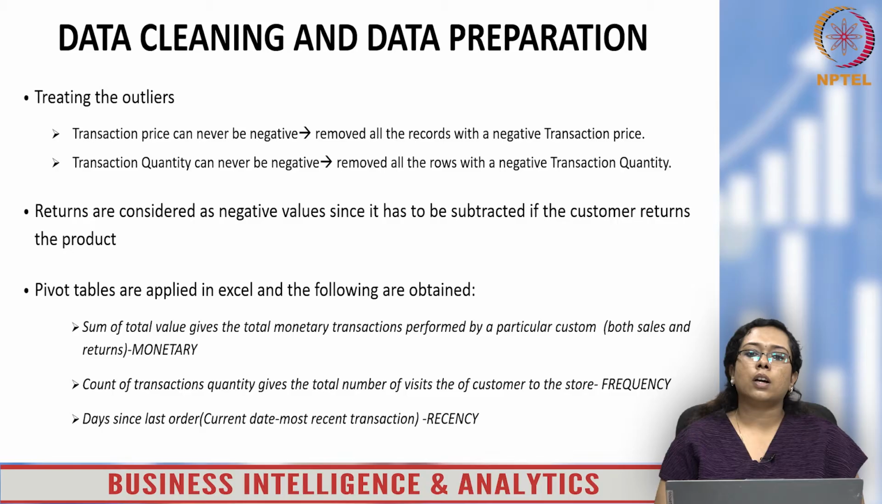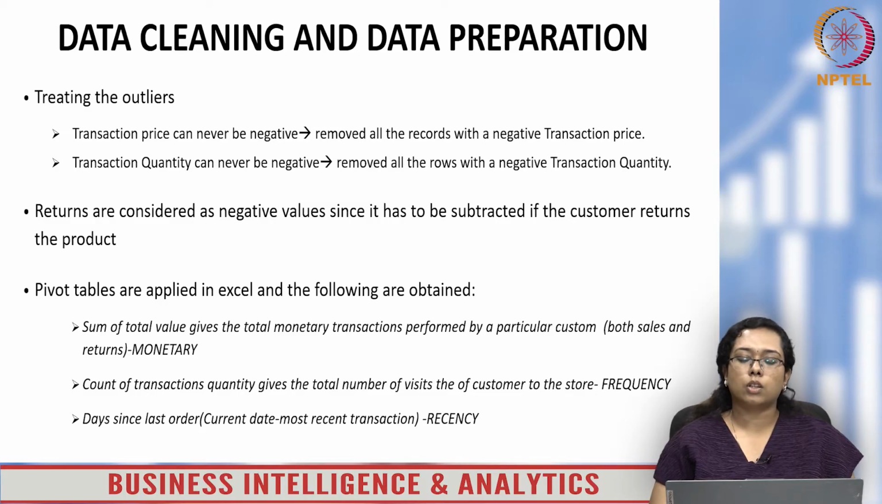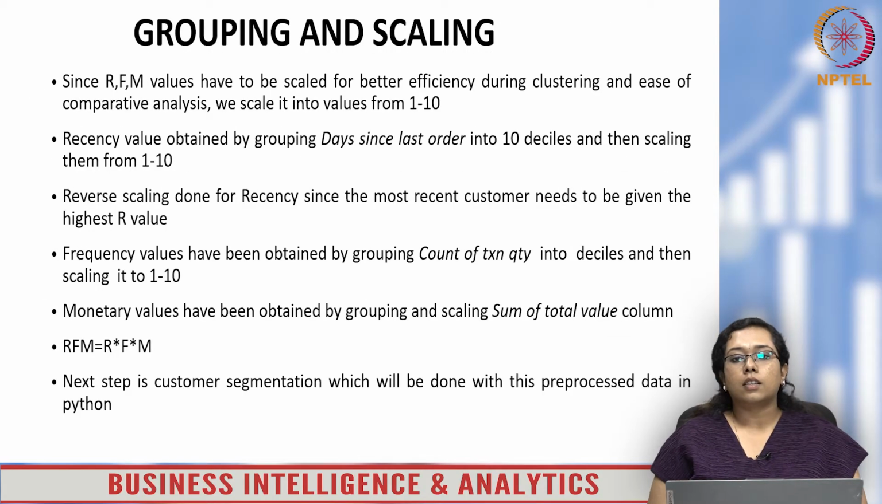So as of now, we have discussed how we get the monetary, frequency and recency values. But when you think, all these will be in different scales, and the next step is to group and scale them. It can be from 1 to 5 or 1 to 10, 1 being the least and 10 being the most, or 1 being the least and 5 being the highest value the R, F and M can take. So we will go into how we do that. So the next topic is grouping and scaling.